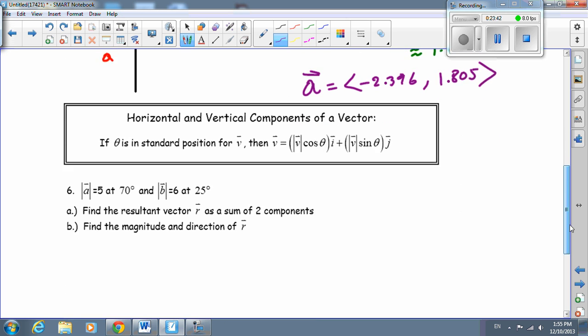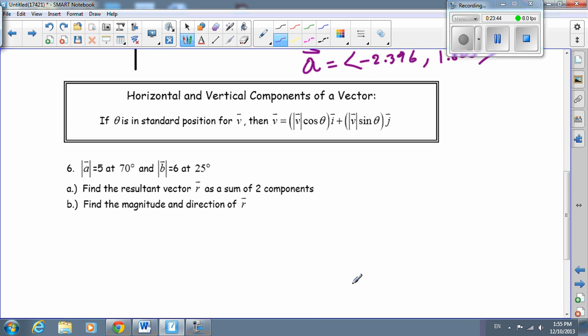All right, horizontal and vertical components of a vector. If theta is the standard position for V, then V is equal to magnitude of V cosine theta i plus magnitude of V sine theta j. In other words, you should know this already because cosine is always your x and sine is your y. So you multiply the cosine by the magnitude of V to get the first component and the sine by the magnitude of V to get the second component.